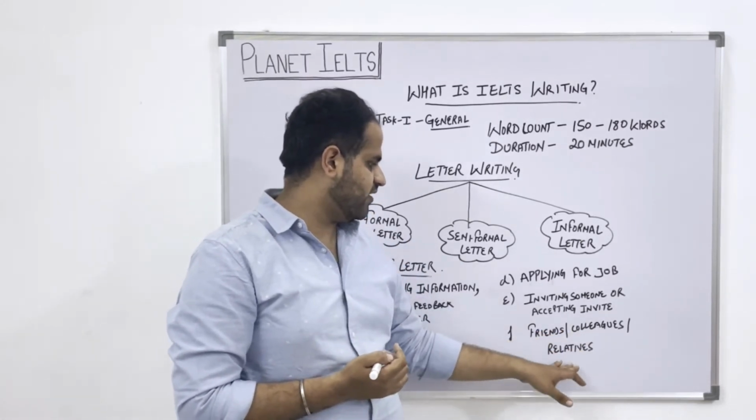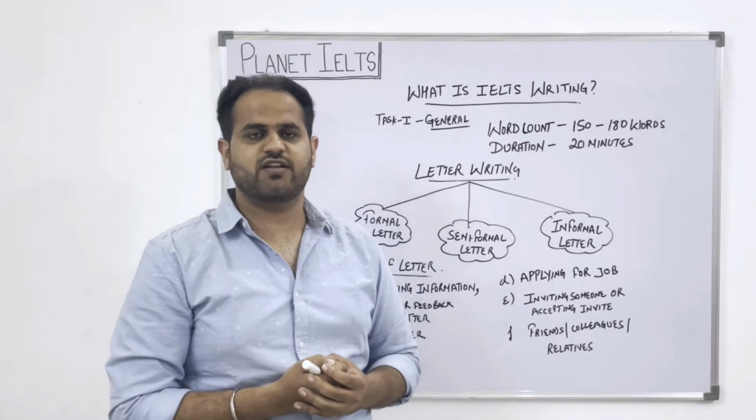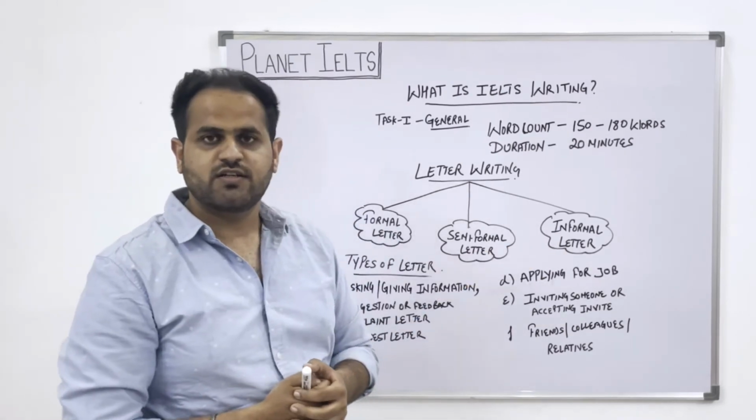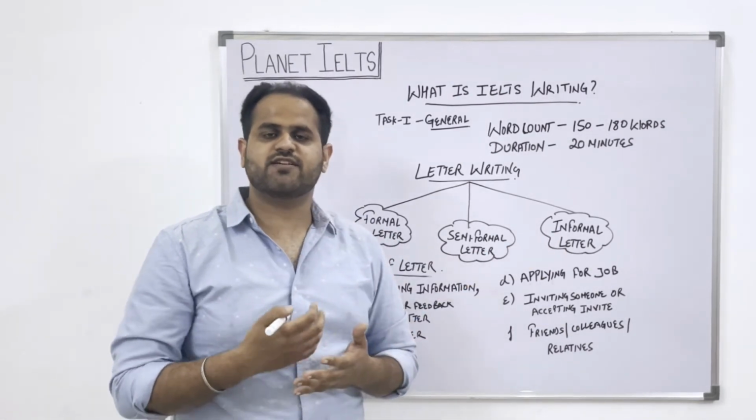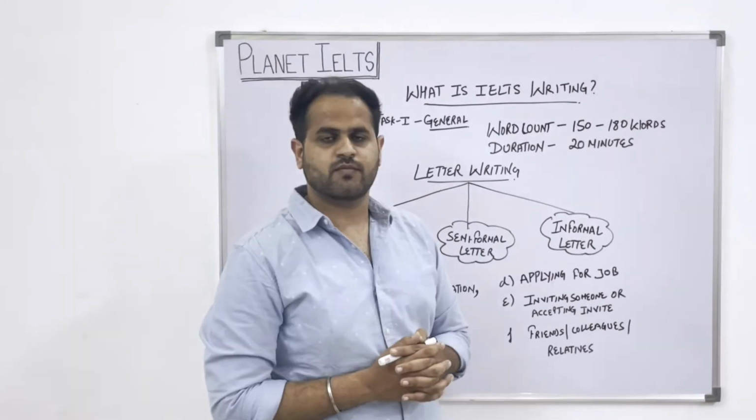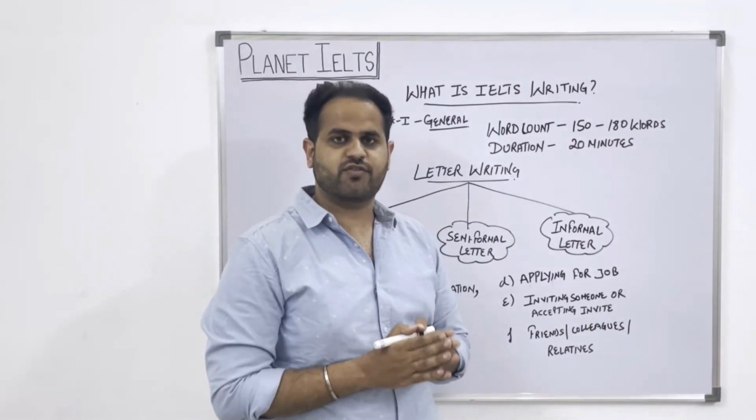Friends, colleagues and relatives. Letters written to friends, colleagues and relatives form an informal letter, where you're writing to them about different topics. So this was the end of chapter 3.